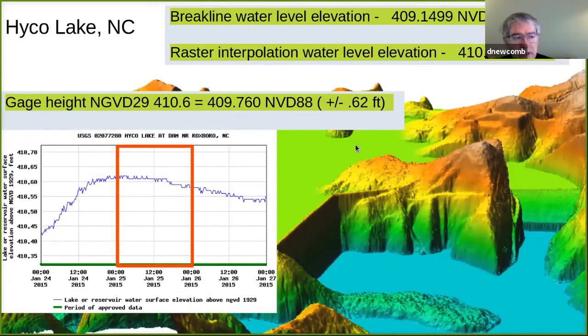Here in North Carolina, here's another example, Hyco Lake. You've got the gauge height. The break line water level is 49.14. The raster approach, the strip method, is 410. And you can see the gauge height, in this case, when we do the conversion to NAVD 88 from what the gauge height is in NGVD 29, it's actually a split difference, but I'm uncertain about the accuracy of the conversion. So that kind of splits our difference on that one.